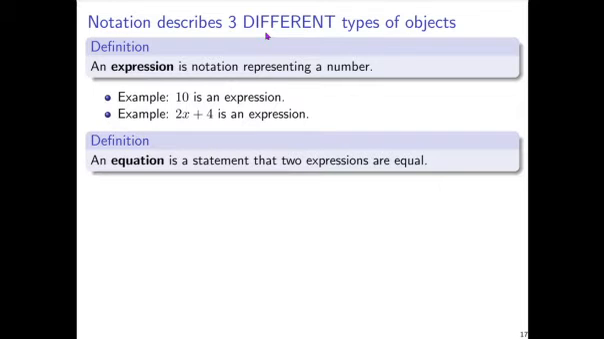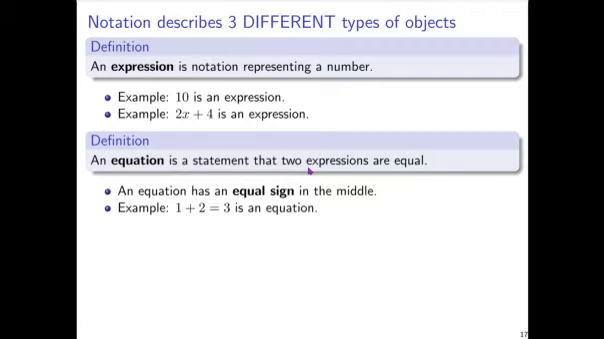There's an equation, which is a statement that two expressions are equal. Notice that an equation actually talks about expressions twice, right? Because there's two expressions. An equation, by the way, has an equal sign in the middle. For example, 1 plus 2 equals 3 is an equation, and using the two expressions from earlier, 2x plus 4 equals 10 is an equation, and this equation just happens to have a variable called x in it.